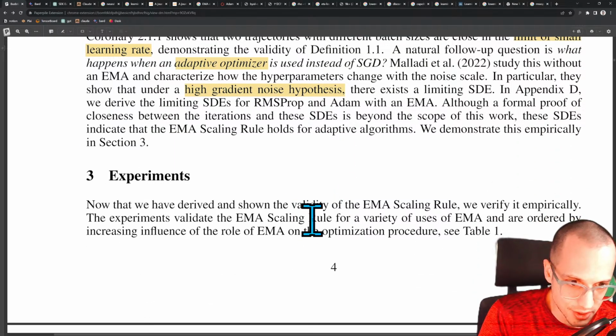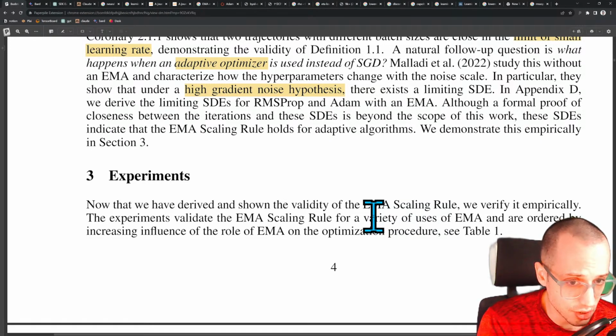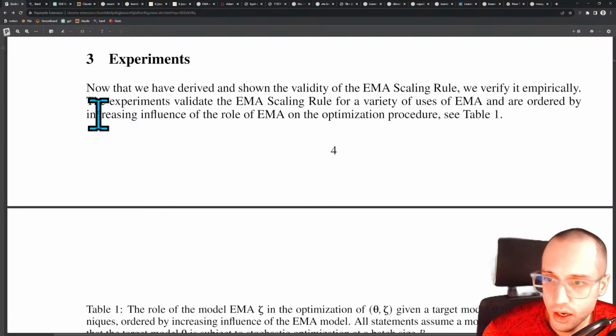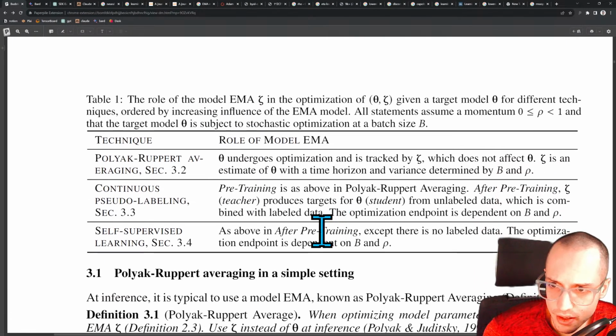So that's what they're going to do here. They're going to show that their scaling rules work if you actually try to train a neural net. They're going to train a bunch of different neural nets here, ordered by increasing influence.